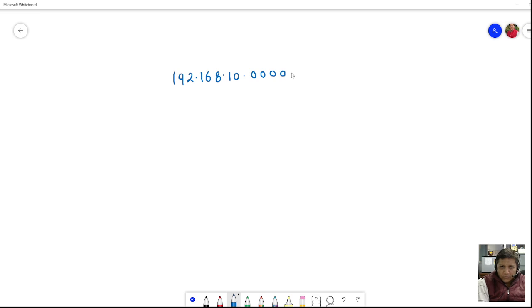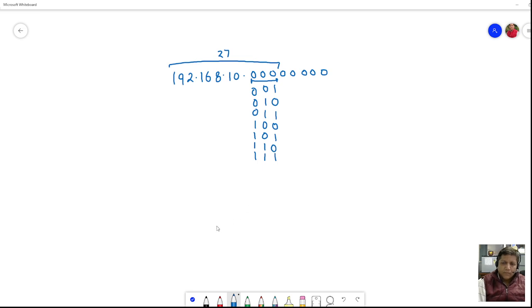192.168.10.0000, say 8 bits. Let's borrow 3 bits. Now your network is extended to 27 bits. These 3 bits can have this combination. As is evident now, we'll not be taking the first combination and the last combination. So the remaining combinations are these. Let's take the first combination, 192.168.10.001. Fine, network part.